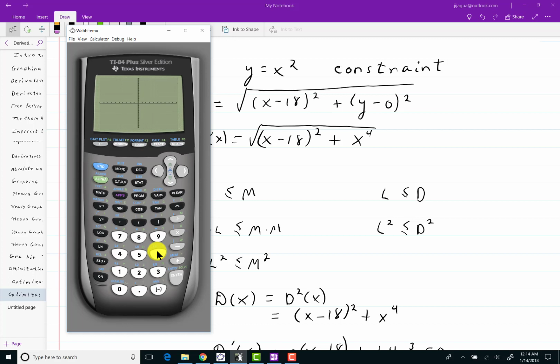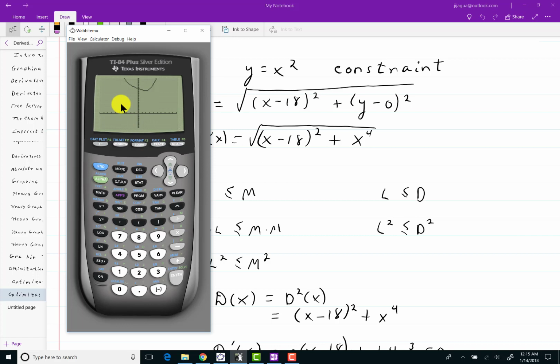Now it looks as though there's nothing to see here, but if you hit your trace button, it will tell you where the graph is. For example, when x equals 0, y is 18, so I'm going to have to increase my y values. But you can see it starts to drop down. So let me make my y max equal to 25. And then let's regraph. Now you can see this thing comes down, down, down, and it certainly looks like its min might be 2.